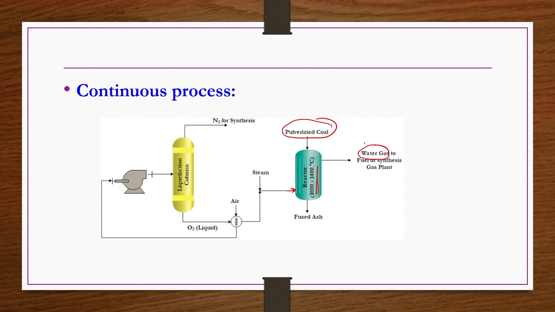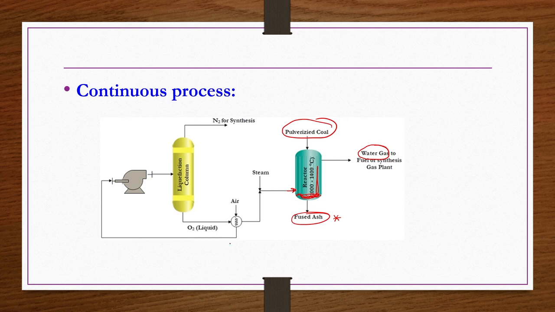This water gas you can simply use as a fuel, or you can take it to the synthesis plant as per the requirement. And whatever ash is forming because of this reaction inside the reactor is collected at the bottom, and that has to be continuously taken out. So continuously removing ash from this reactor is the major engineering problem of this process.